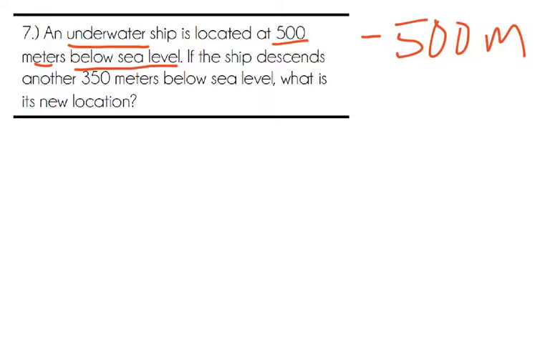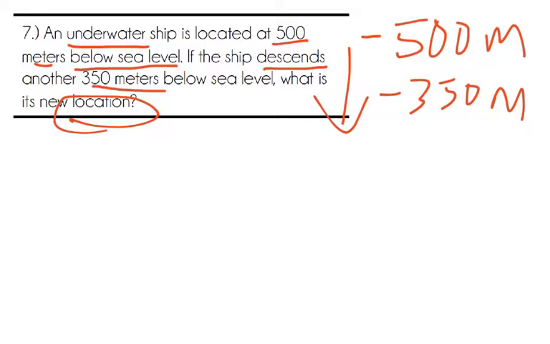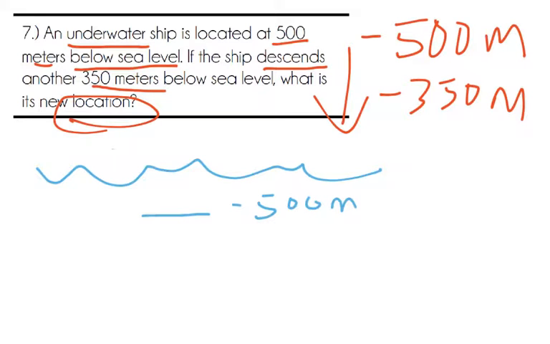So I'm going to write that down on the side because I know that. And then it says if the ship descends another 350 meters, that means it's going to go down even more, another 350 meters. They want to know the new location. So what that means is I'm going to draw a little picture here. We really should switch colors for this since it's water, right? So here's my ocean. Let's say that the ship is here at negative 500 meters. Then it's going to go down even more, 350 more meters down. So now we want how far down this is.